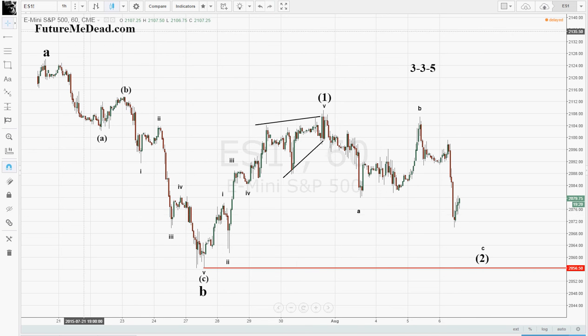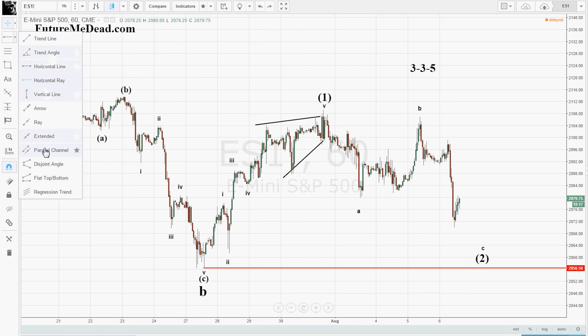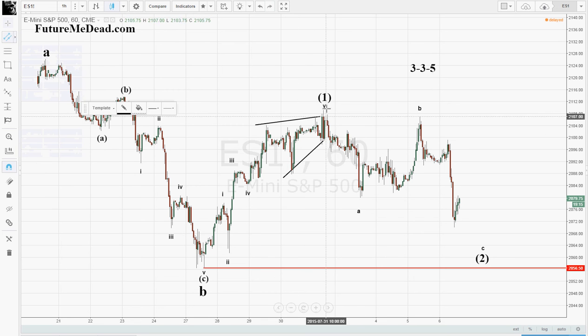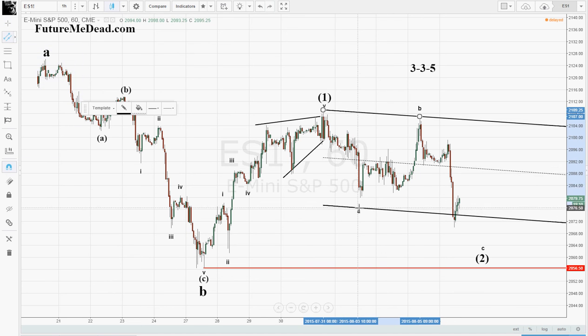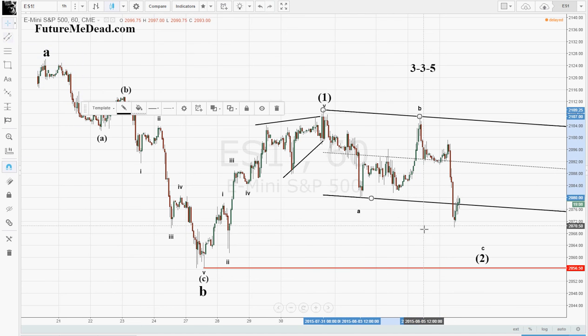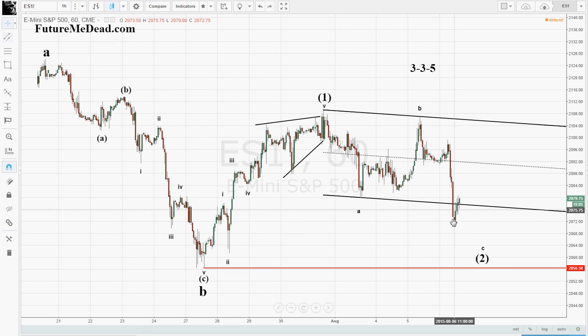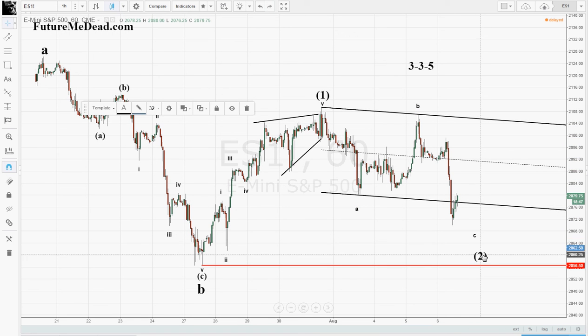Well, we know corrections have a tendency to work within a parallel channel. You can see here price has dipped below it, but the lower line may be acting as resistance for a wave 4. So this also sets us up for tomorrow's trading day. Unless something happens overnight, I am expecting this to go lower in wave C to complete wave 2.